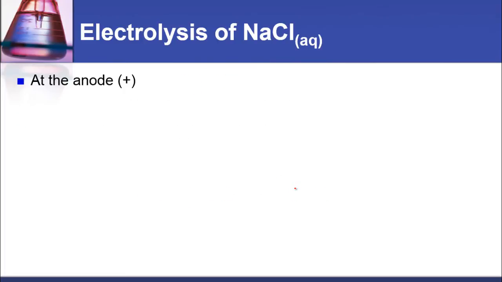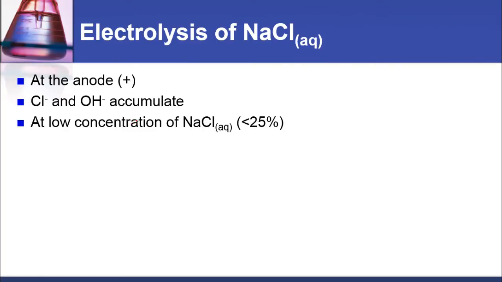Now, at the anode, it's a little bit more complicated. You get Cl- and OH-, they both accumulate. They're both attracted to this positive electrode, aren't they? So, at low concentration of sodium chloride solution, that's less than 25% by mass, the hydroxide ion, the OH-, is discharged and you get oxygen gas produced.